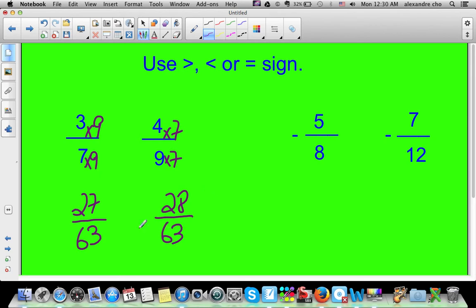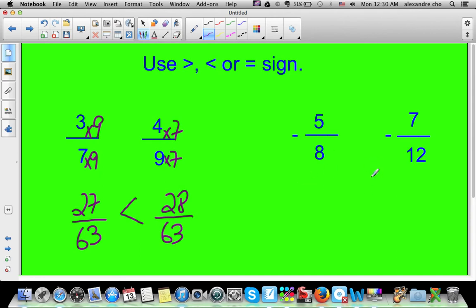Now, it's much easier to determine which one is greater. 27 over 63 or 28 over 63. Which one is greater? Well, obviously, 28 over 63. Okay, so to use one of the symbols here, I'm going to say that 27 over 63 is smaller or less than 28 over 63. Okay?